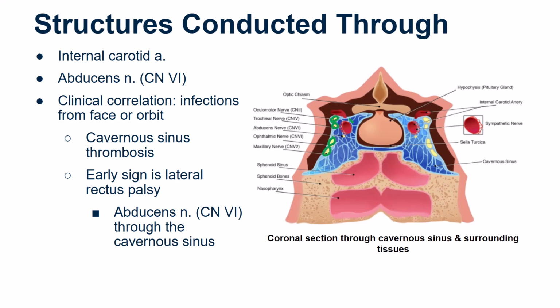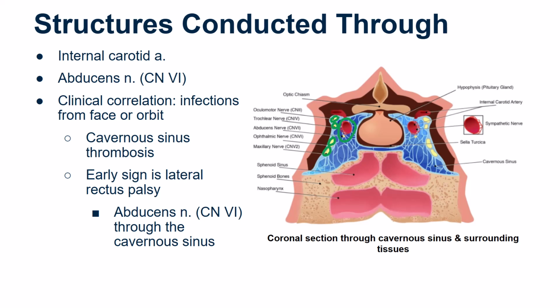But the stars here are going to be the internal carotid artery as well as the abducens nerve, our cranial nerve 6. Now, why this is significant is that if there is a cavernous sinus thrombosis, if an infection or a clot has moved posteriorly into the cavernous sinus from the orbit or regions superficial, this can interfere with the operations of any of these neurovascular elements.